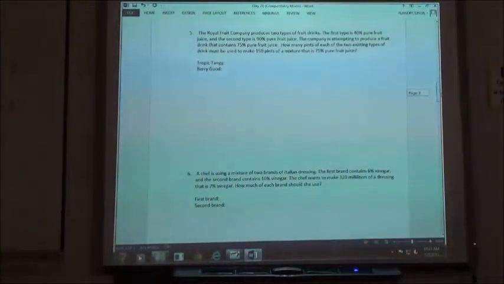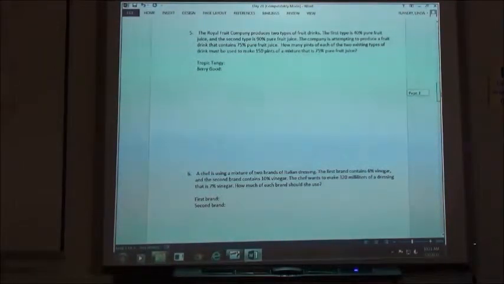So, the Royal Fruit Company produces 2 types of fruit drinks. The first type is 40% pure fruit juice. The second type is 90% pure fruit juice. The company is attempting to produce a fruit juice that contains 75% pure fruit juice. How many pints of each of the two existing types of drink must be used to make 150 pints of a mixture that is 75% pure fruit juice?